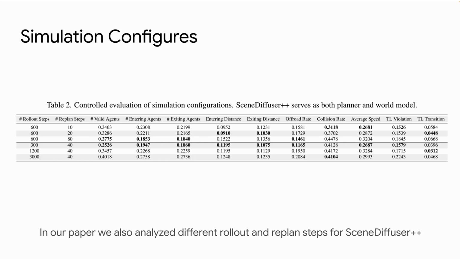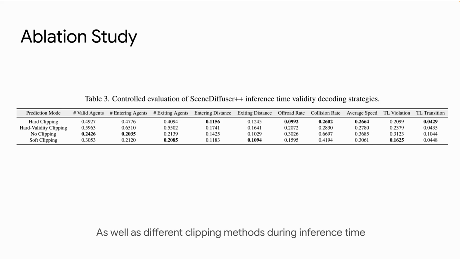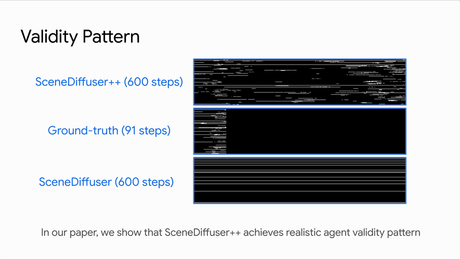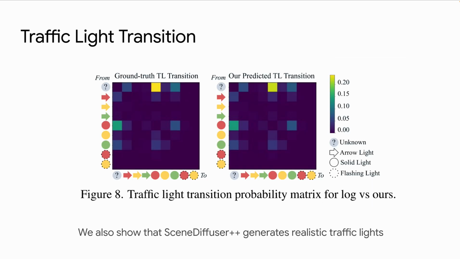In our paper, we also analyzed different rollout and replan steps for SceneDiffuser++. We also conducted ablation studies on different clipping methods during inference time. We also show that SceneDiffuser++ achieves predicting realistic agent validity patterns, as well as generating realistic traffic light patterns.